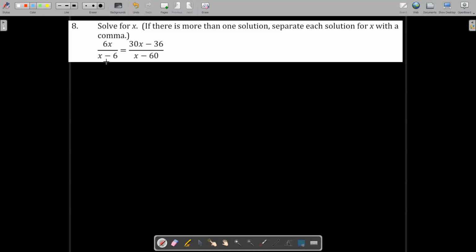You're going to take the denominator on the left and multiply it by the numerator on the right. You're going to take the denominator on the right and multiply it by the numerator on the left, and then just rewrite the equation. That way you don't have any fractions. So on the left, I'm going to have 6x times x minus 60 equals 30x minus 36 times x minus 6.